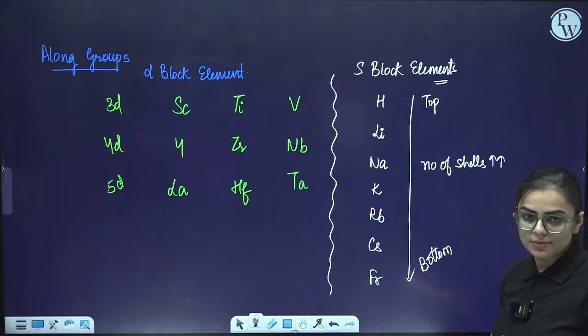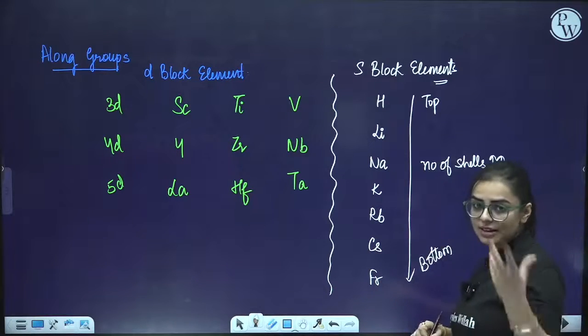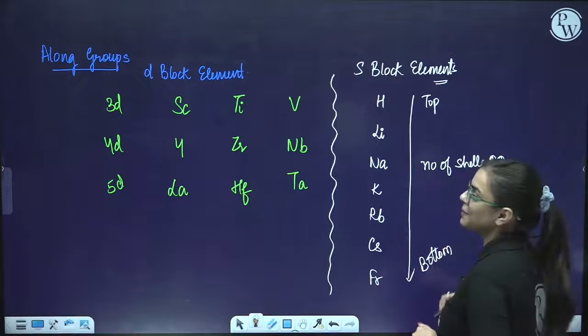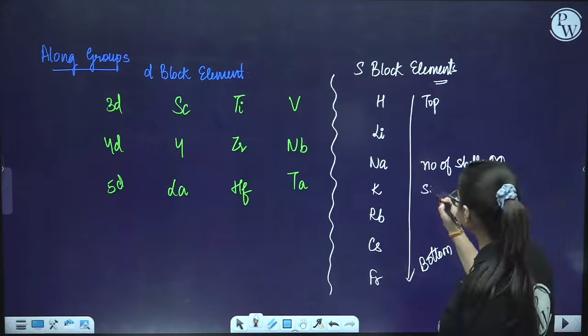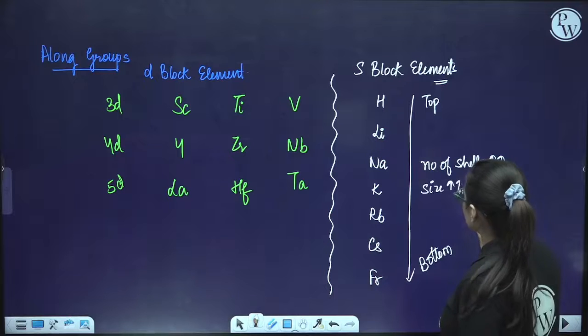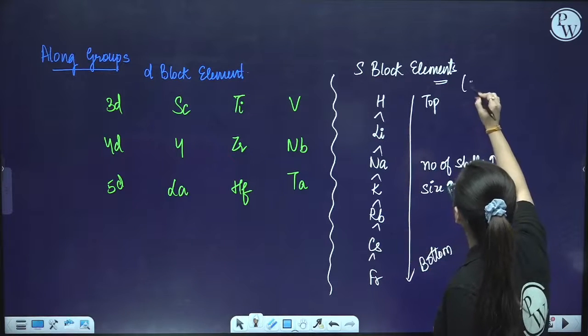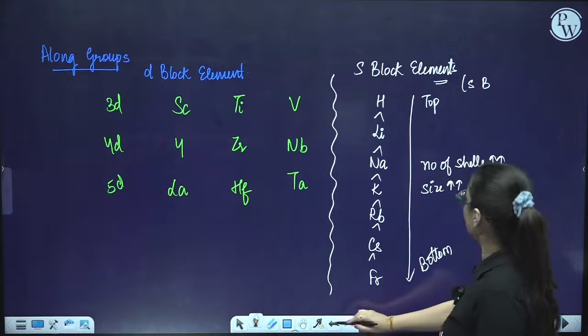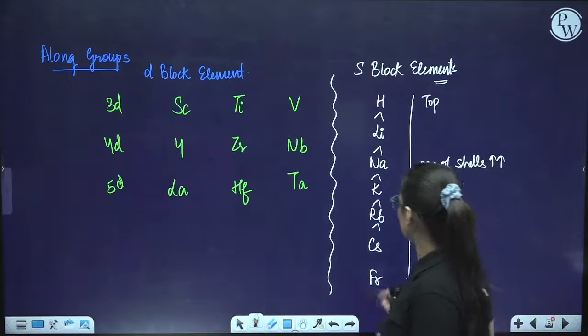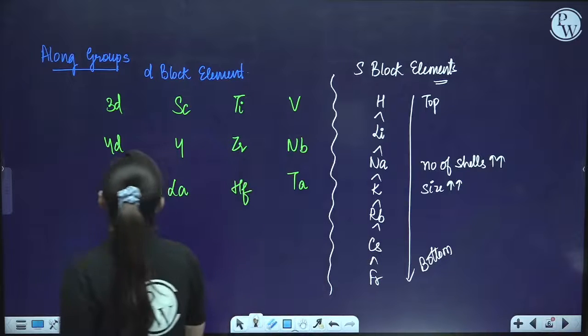If the number of shells are increasing, students, what will happen? If the number of shells increases, size basically will increase. So for S block elements, this was valid. But now I am talking about the case of D block elements.